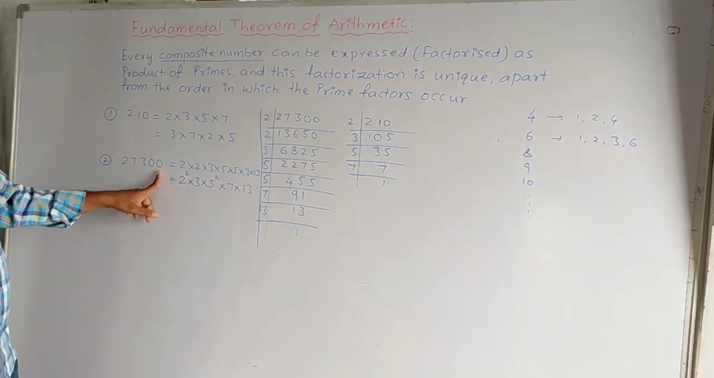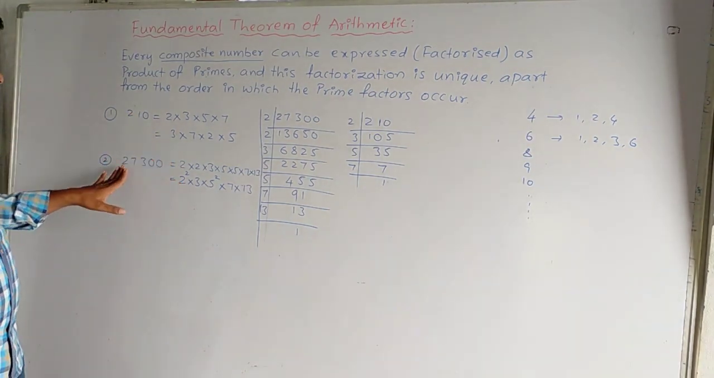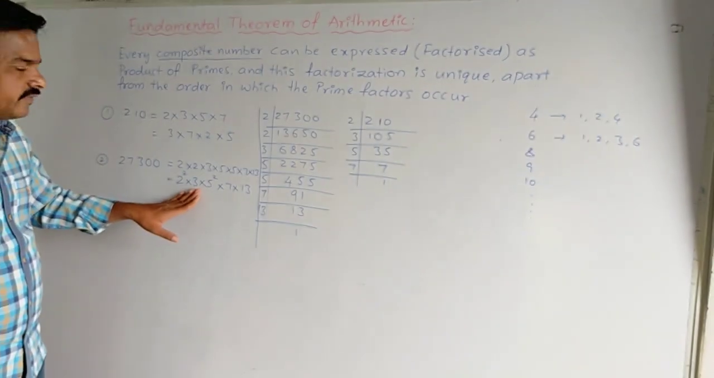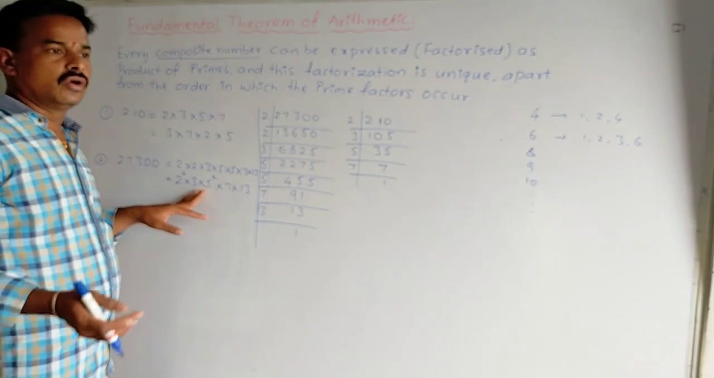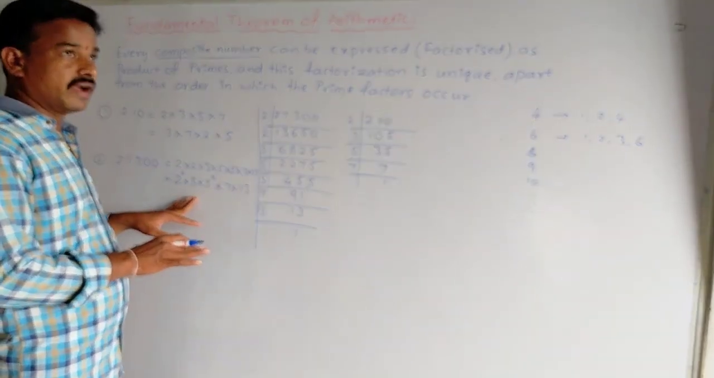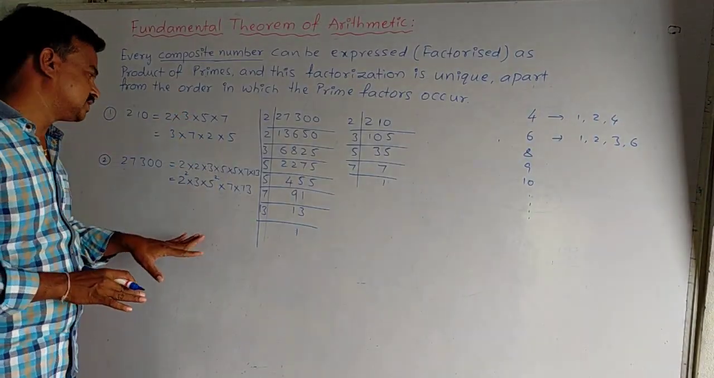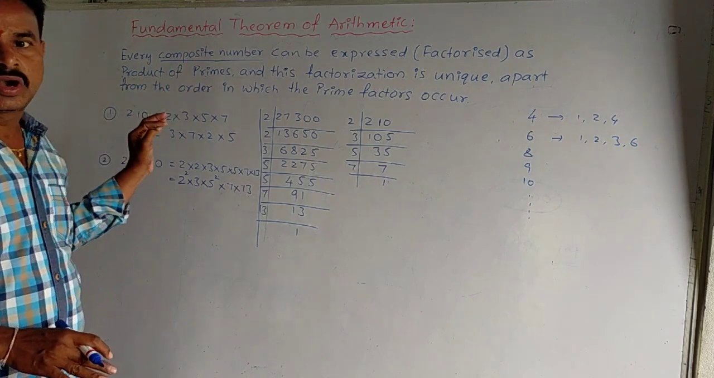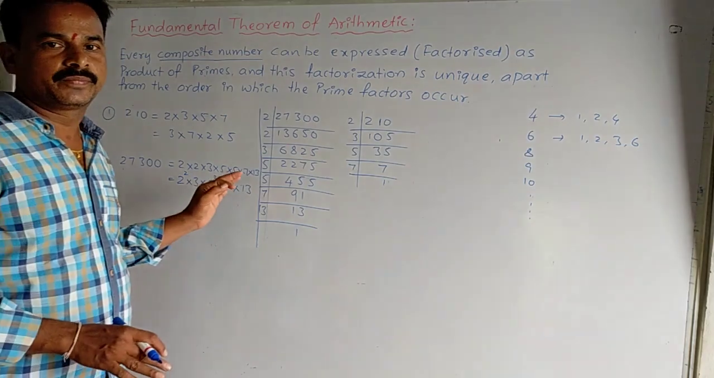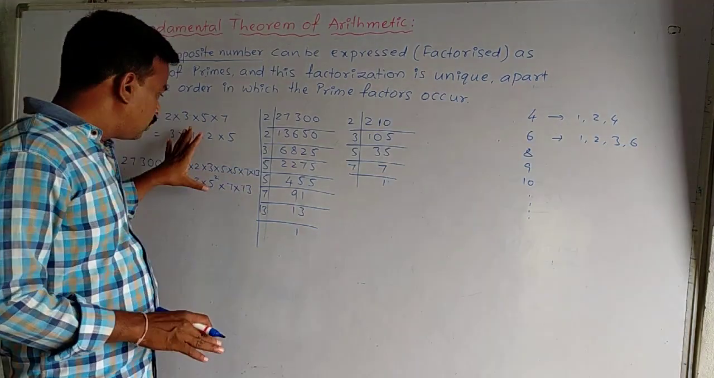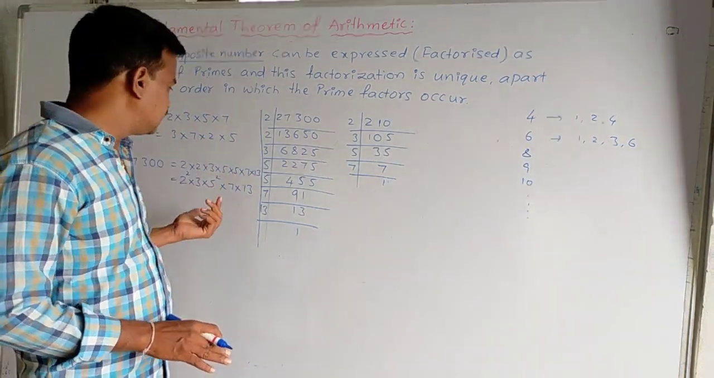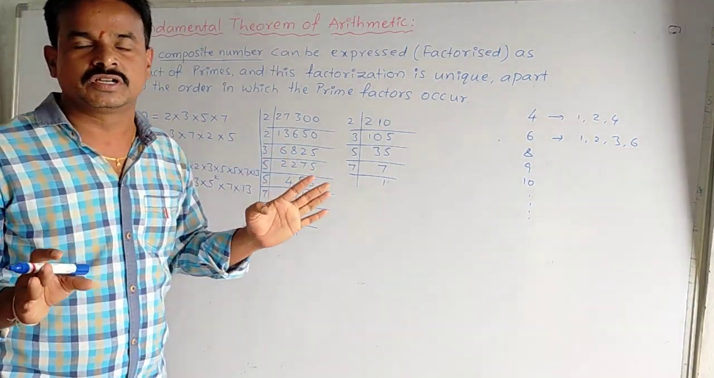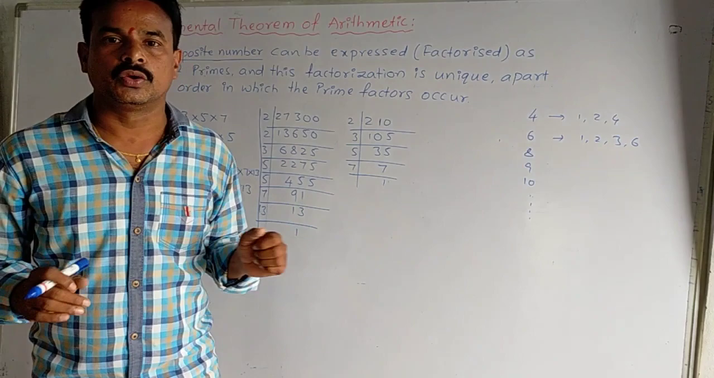27,300. Okay. So here also you see, we can write this composite number as a product of prime factors, and also we know it is unique. We can find from these two examples that we can write every composite number as the product of prime factors. And also we can find that this prime factorization of every composite number is unique.